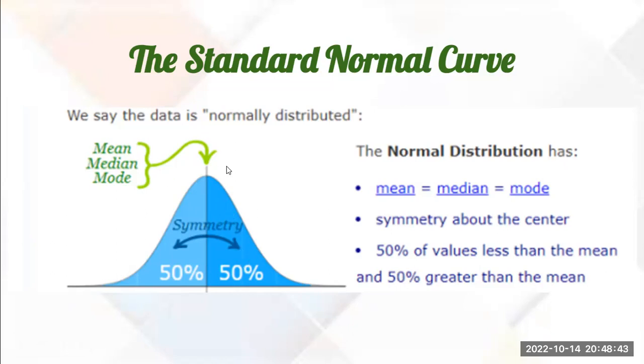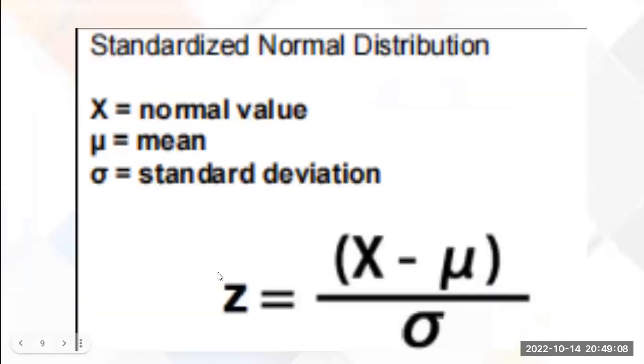So this is normally distributed if the mean, median, and mode are all equal. And nandun siya sa pinaka-peak, pinakamataas na part ng curve. So at the middle part or the peak of the curve. And this is symmetrical, 50%, 50%. So 50% is equal to 0.5 and another 0.5, that is equal to 1. And this is the standardized normal distribution.